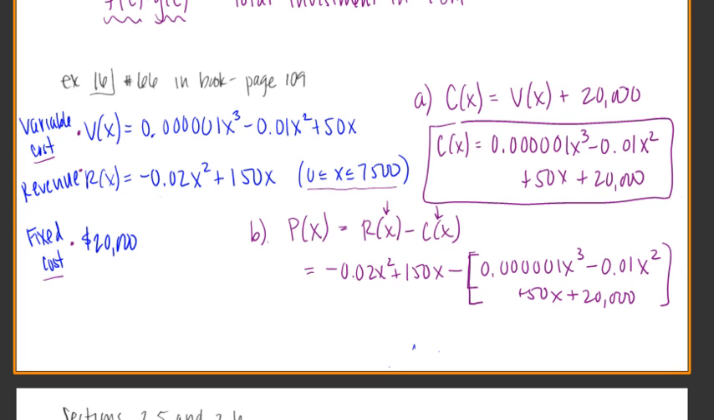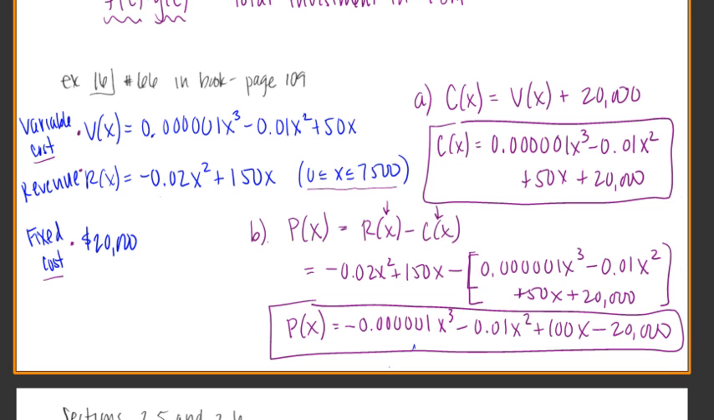Okay, so I need to subtract all of that, all those four terms, from the first two terms in order to get profit. So let me go ahead and combine those for you. The key with that is just making sure that this negative sign right here gets distributed to everything in there. So that front term, the 0.000001x cubed term, has to be negative, which I've got in there. And then the negative 0.01x squared now becomes positive. And then the 50x becomes negative and the 20,000 becomes negative. So just had to watch out for that.